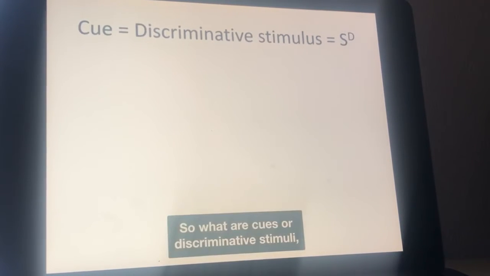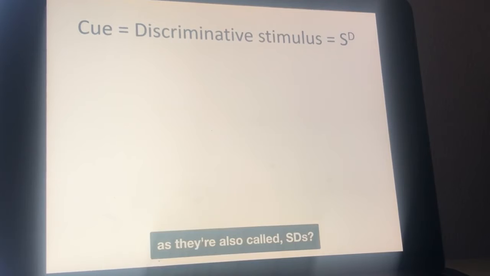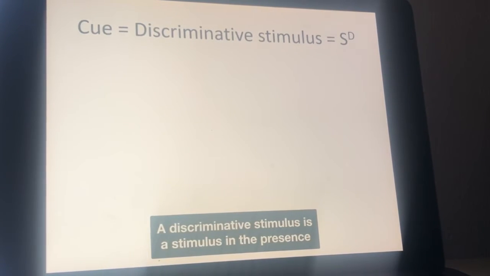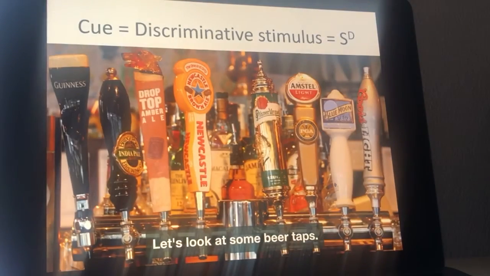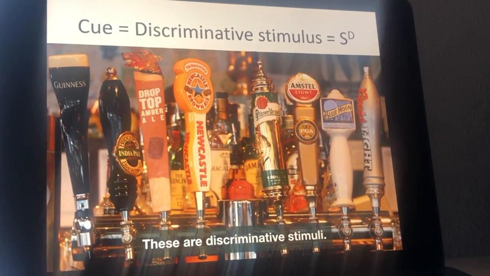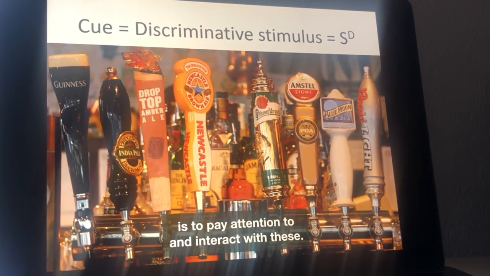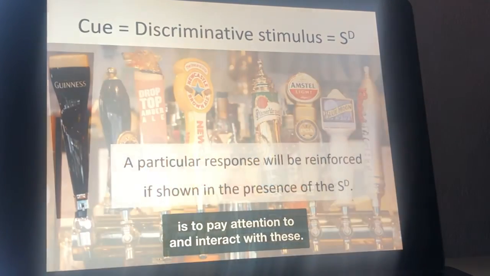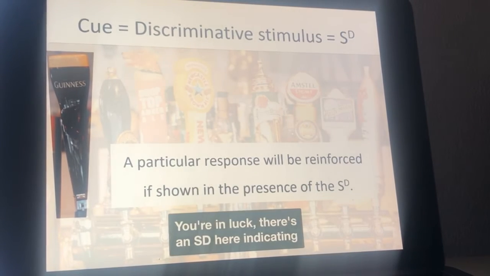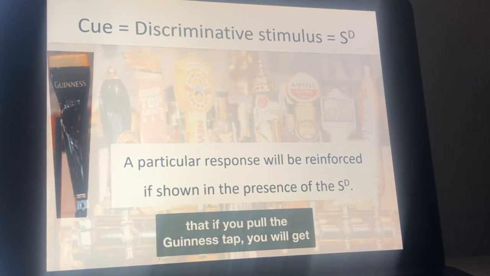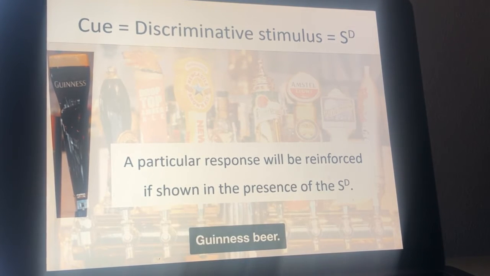So what are cues, or discriminative stimuli, as they're also called, SDs? A discriminative stimulus is a stimulus in the presence of which a particular response will be reinforced. Let's look at some beer taps. These are discriminative stimuli. In this bar, the only way to get beer is to pay attention to and interact with these. You want Guinness? You're in luck. There's an SD here indicating that if you pull the Guinness tap, you will get Guinness beer.